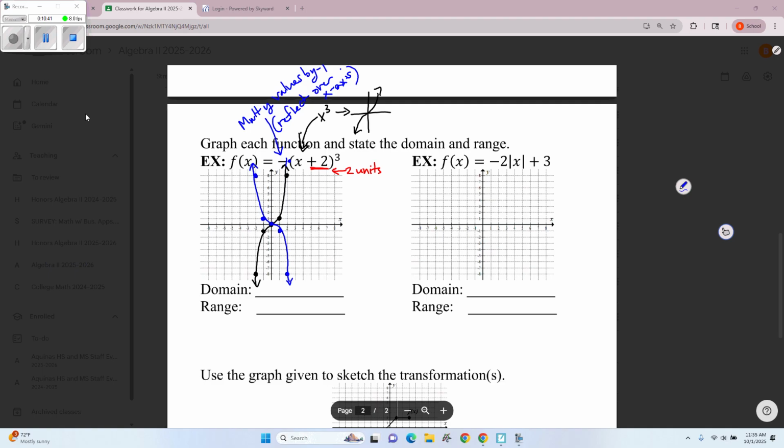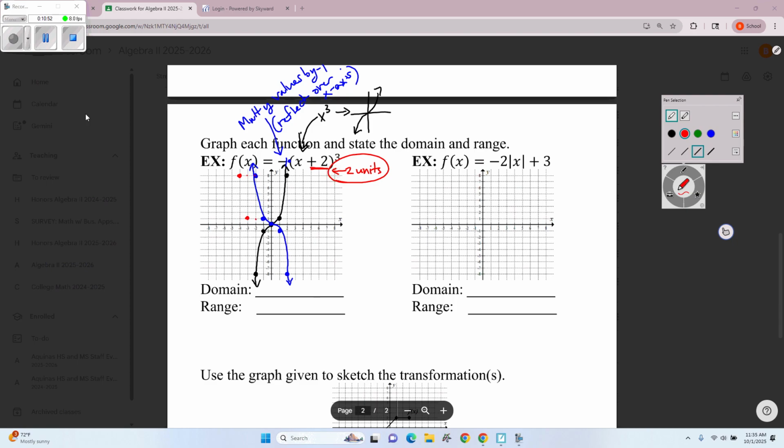Now I want to go to the red transformation, and I want to take these 5 points in blue and move them all left 2 units. So this guy goes left 2 units. This guy goes left 2 units, left 2 units, left 2 units, and left 2 units. And here we still have the x cubed graph, but this is what it would end up looking like in red here. This is the final product.